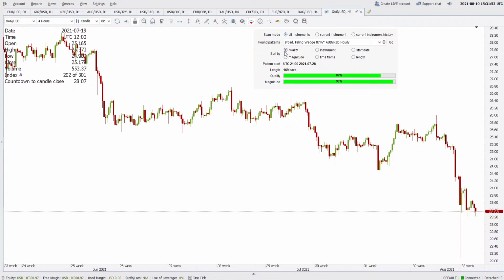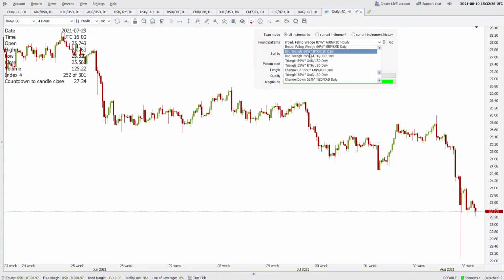Now it can be sorted with respect to quality, instrument, start date, length, time frame, and magnitude. I want to sort it with respect to quality because I want the best quality. Otherwise, I can do it with the time frames, because I want to do it in the daily time frame. So I will quickly go to the daily time frames and better quality. So these all are the daily levels. You can see from here the daily starting. Ethereum has a descending triangle 50%, and I want something like 60 and above percent.